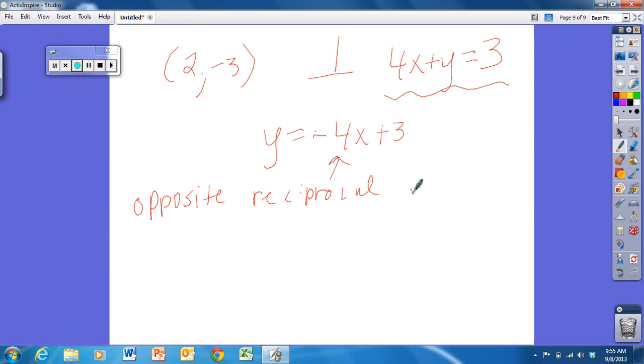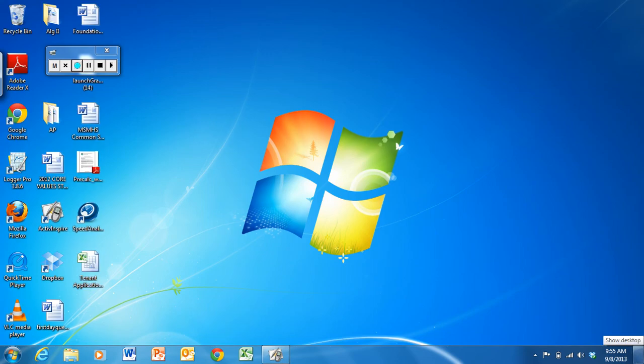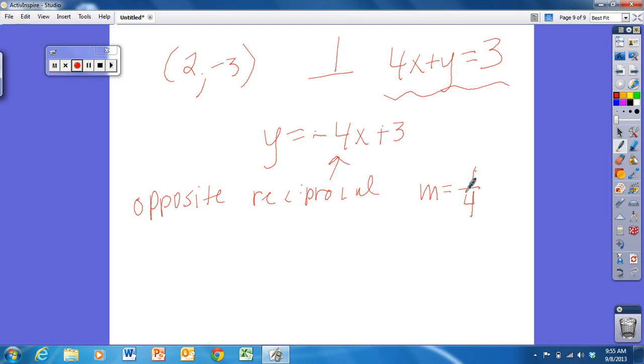So the slope of our perpendicular line needs to be positive 1/4. Oh no, where did you go? Okay. Positive 1/4. Does that make sense? I hope it does. Negative 4, opposite, means make it positive. Reciprocal, flip it over. So our new line is going to be, again, in point-slope because it's easier. Minus a negative 3 becomes plus 3. y + 3 = 1/4 times (x - 2). There's our new line. Awesome.